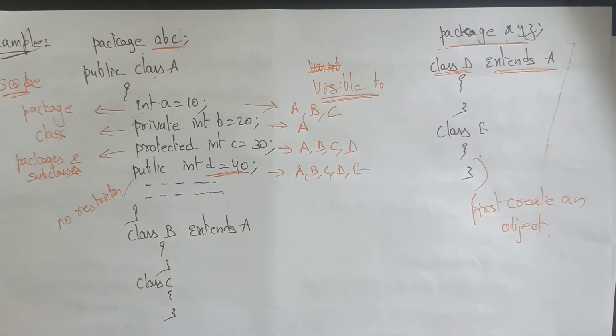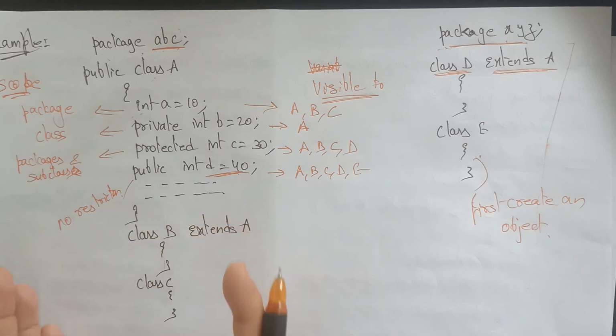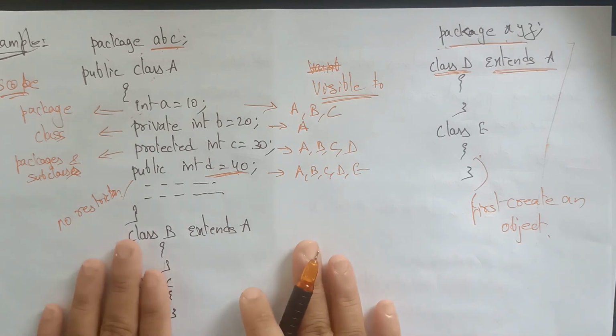So this is about the access modifier, students. I hope you understand what exactly the access modifier is, what will happen when you use private, when you use public, and what happens if you use protected, and this example will clarify that.